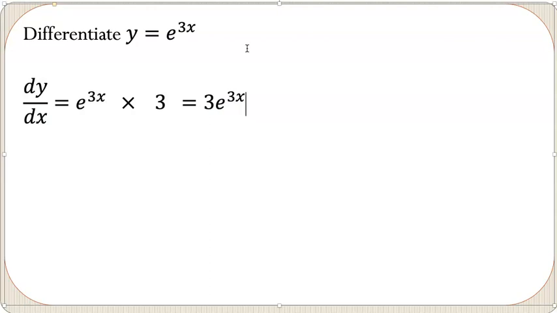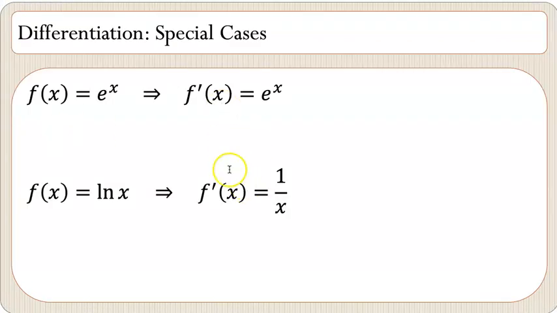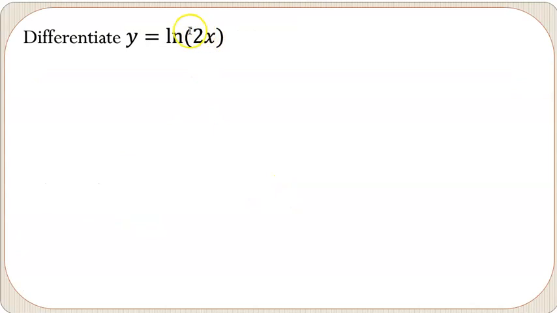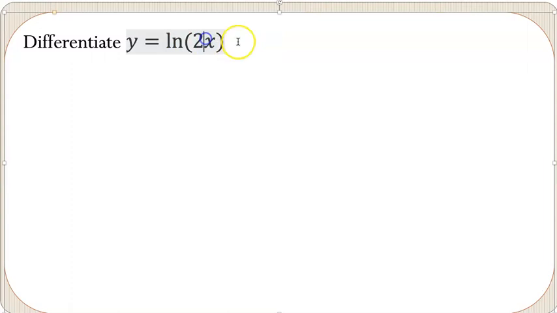So you should see a pattern. If it was e to the 4x, dy over dx would have been 4e to the 4x, and so forth. Right, so that's a chain rule with the special case e to the x. How about the other special case? The other special case is, if you differentiate ln x, you get 1 over x. Right, but here we have ln not just x, we have ln of 2x. So we have our chain rule, function in a function. So the first thing is, we differentiate the big function.